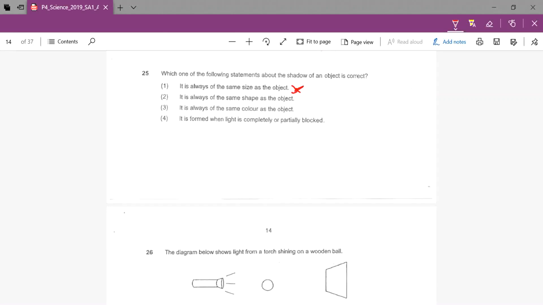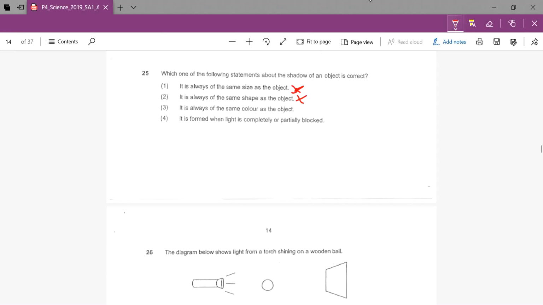It is always the same shape as the object. That is also not correct, right? Not necessarily the same shape as the object, depending on the object, because we are dealing with three-dimensional figures. What if I have a cylinder and I'm shining light from the top? If I see it from the top, it's a circle. When I see it from the side, it's a rectangle. But it's still the same object, with a different shape now, you see?